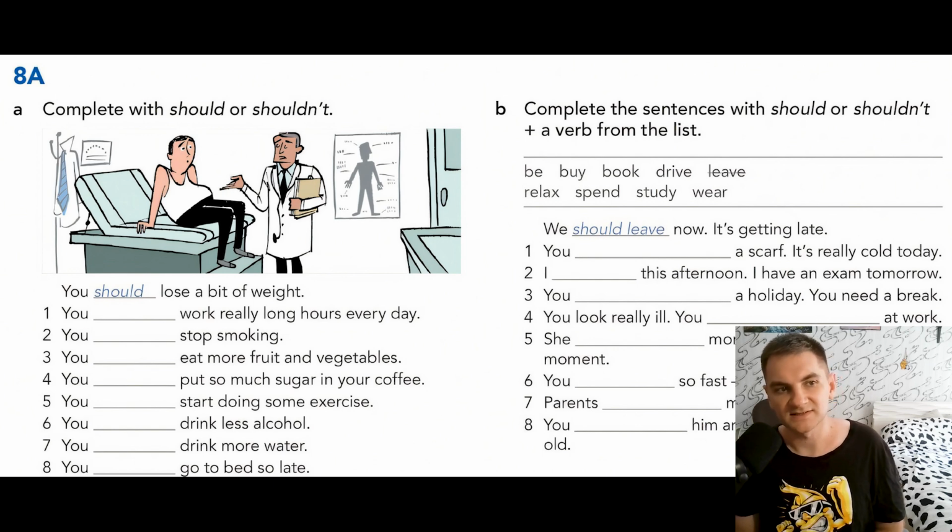Look, exercise B is almost the same. You put should or shouldn't into the gaps. But before, you find a proper verb to use. For example, leave has already been used, so do the others. Okay, now do it and you can check your answers. Everything as usual. Let's go.